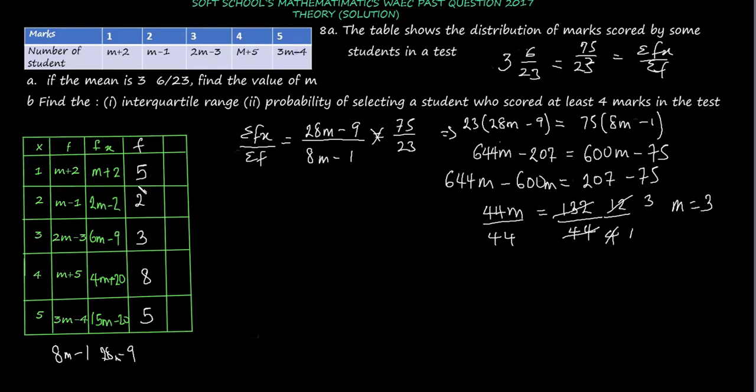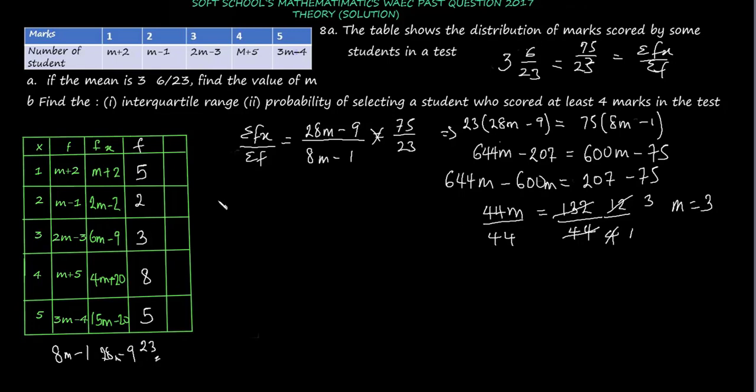So how many students do we have in the class? What's our sum of f? 5 plus 2, that is 7, plus 3 is 10. So 10 plus 8, that is 18. 18 plus 5, that is 23. So we have 23 students in the class. Now we proceed. The first question is the interquartile range.